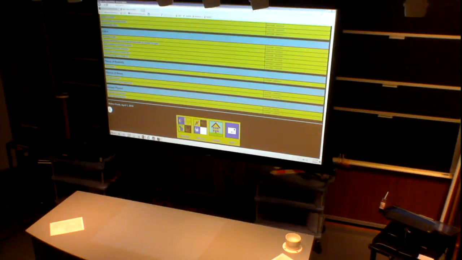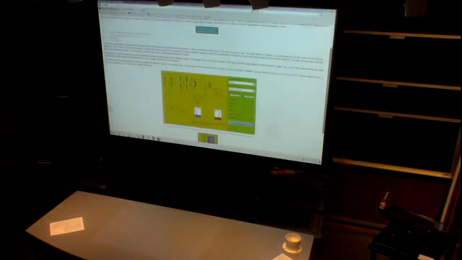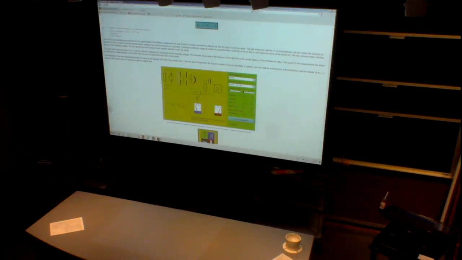This is a nice website with many interesting applets. This is the applet for the photoelectric effect. You can choose different wavelengths of light. Like right now, it says yellow, and it shines on cesium. Let's replace it with sodium. Did you see what happened? Let's do it one more time.